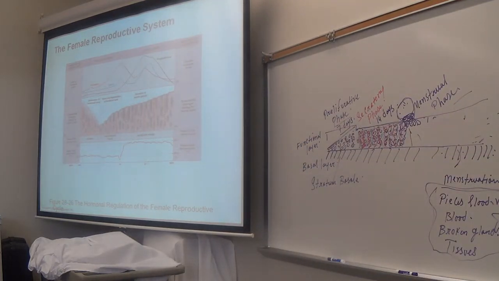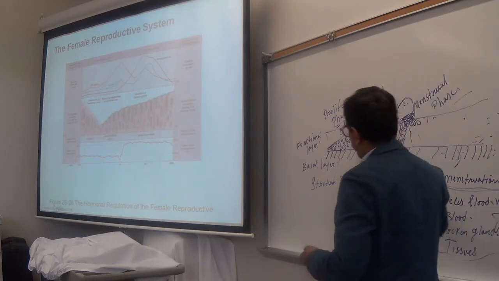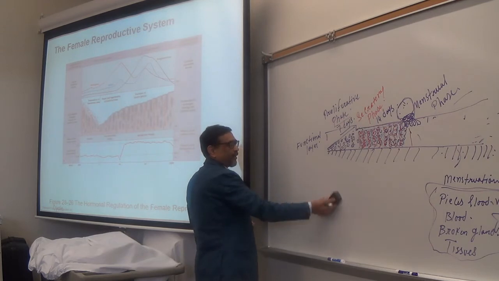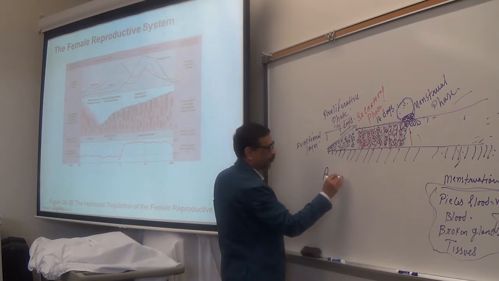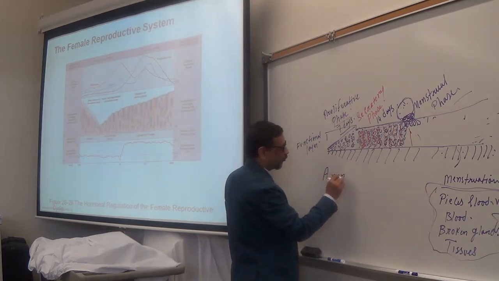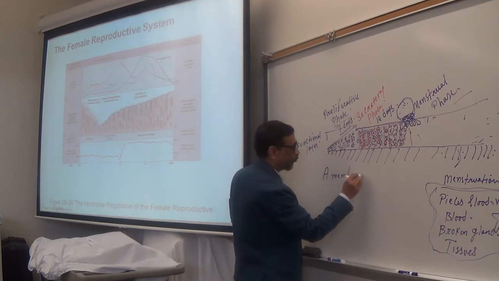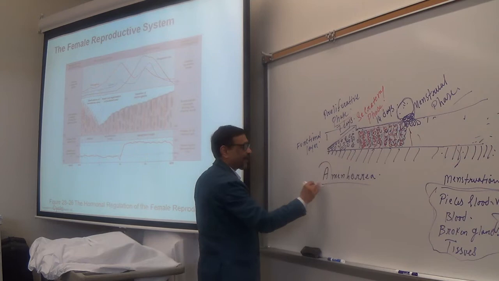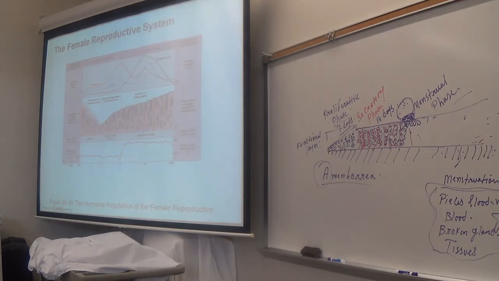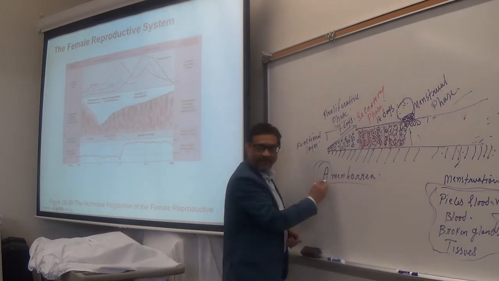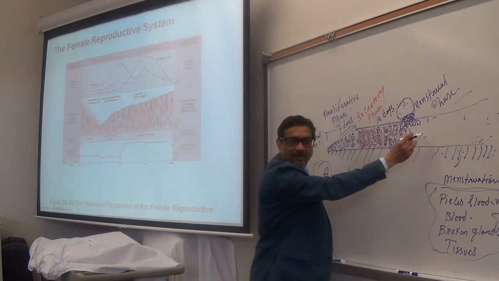Now, the term we use, amenorrhea. A means absence, menorrhea is menstruation. So absence of menstruation. If that happens, if fertilization occurs, then amenorrhea occurs, right? Because no destruction. But that is normal.